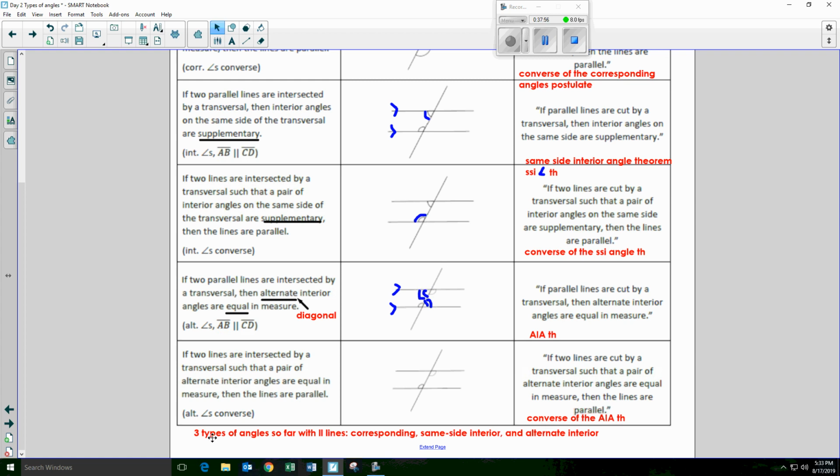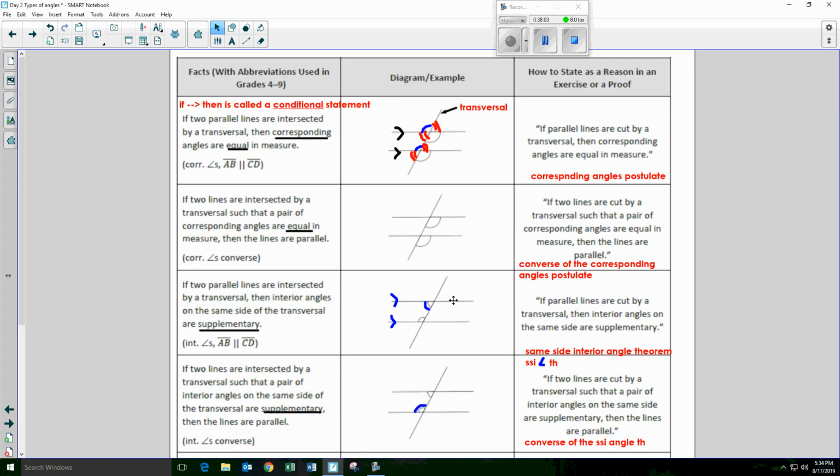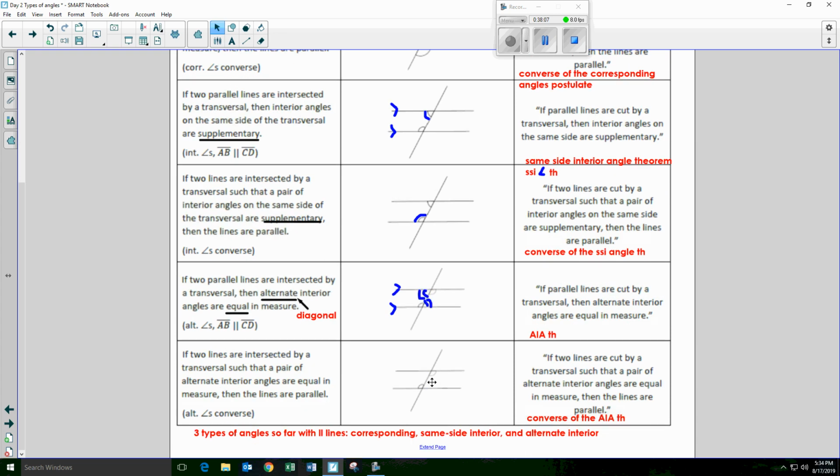So again, reviewing the 3 types of angles so far with parallel lines: corresponding, the first one, then we have same side interior, and then we have alternate interior. Those are our 3 types, and that will end this lesson.